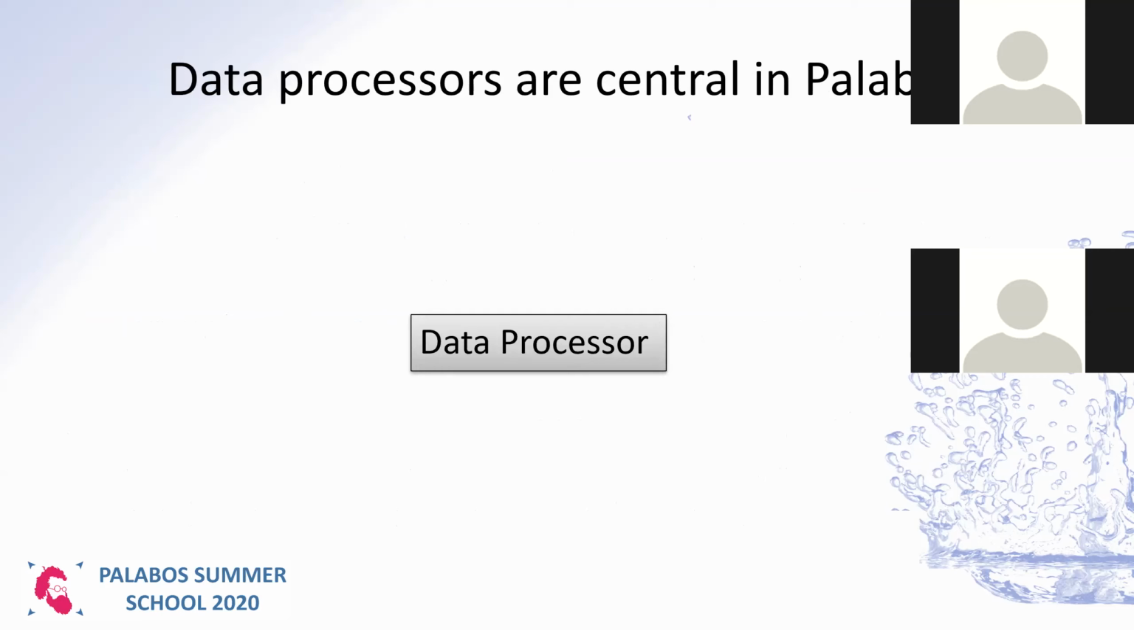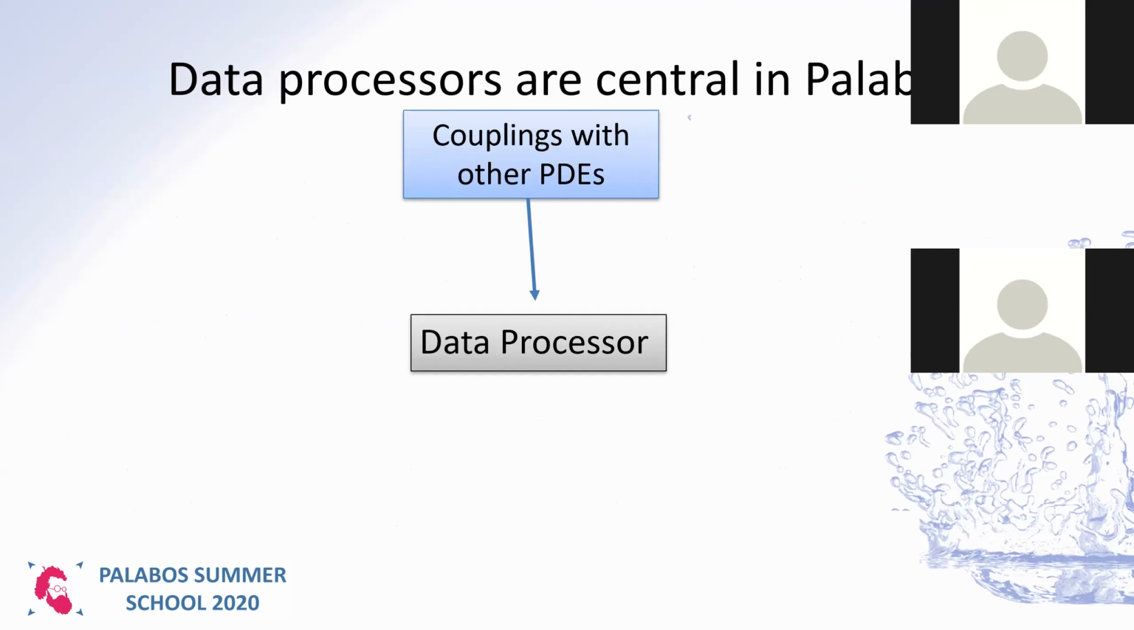To give you a few examples of data processors which exist in Palabos. You can have a data processor to couple with other types of solvers. For example, if you have a coupled problem and part of the problem is solved with lattice Boltzmann and part of the problem is solved with a finite difference scheme, then you get data from the finite difference scheme, which you can couple back to the Palabos solver through a data processor.